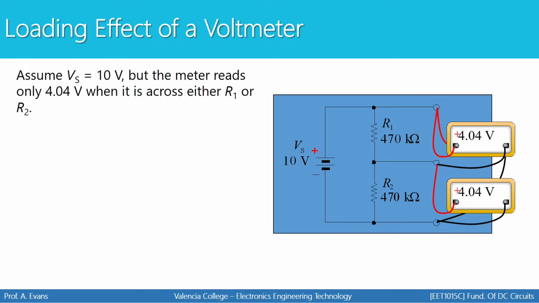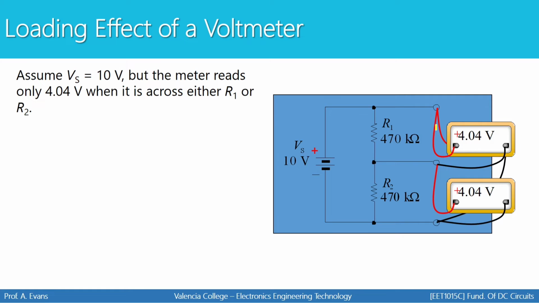So why is this important? Basically, let's say that in your lab, you set up a circuit like the one on the right, and you have two resistors that are in series, R1 and R2. They're both 470 kiloohms. But when you add the voltmeter so that you can measure the voltage across this resistor, you're only measuring 4.04 volts.